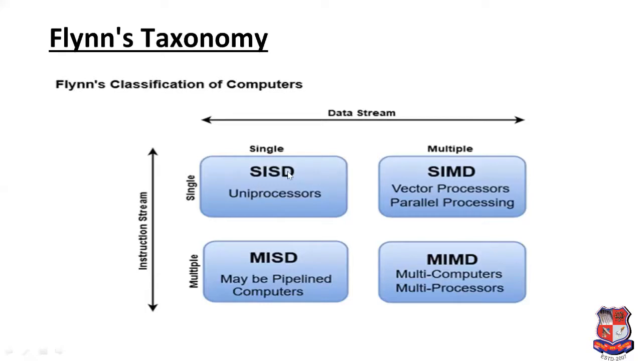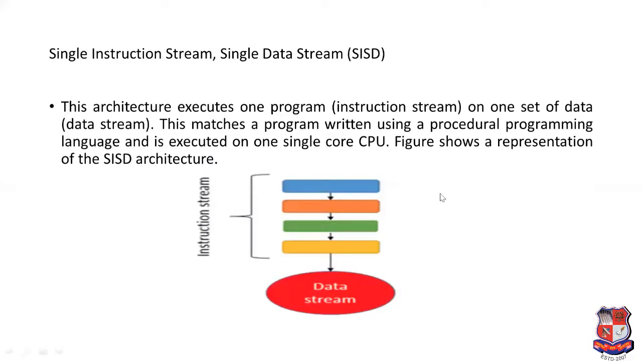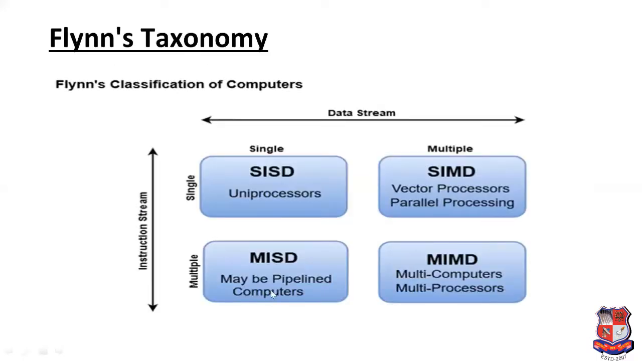SISD is a single instruction stream and single data stream. The second one is single instruction stream and multiple data stream. The third one is multiple instruction stream and single data stream. And the fourth one is multiple instruction stream and multiple data stream. Each has its own example. SISD's example is uniprocessor. SIMD's examples are vector processor and parallel processing. MISD may be pipeline computers, and MIMD is multi-computers and multiprocessor.